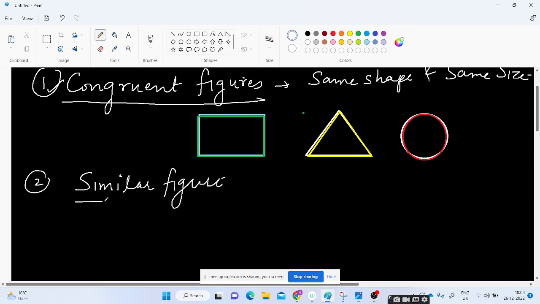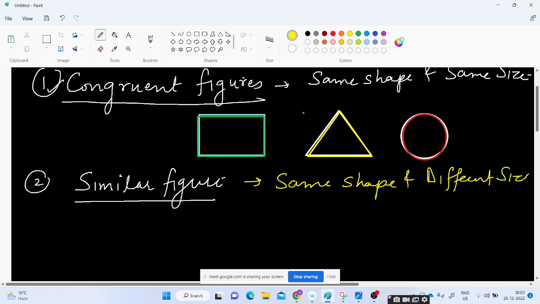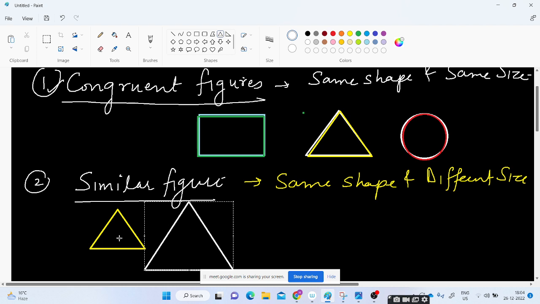So in similar figures, what we have to remember is the shape is the same, but the size is different. So now you can take the example of two triangles of the same shape, different size. Okay, this is one triangle and the other one is this one. Both are triangles, but one is smaller, the other is greater.